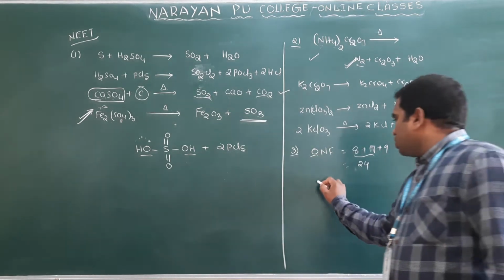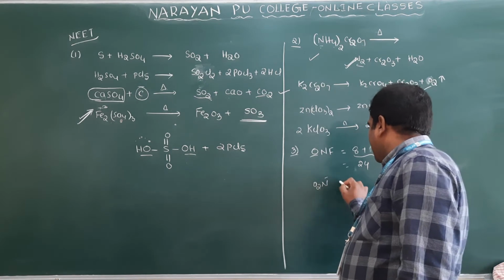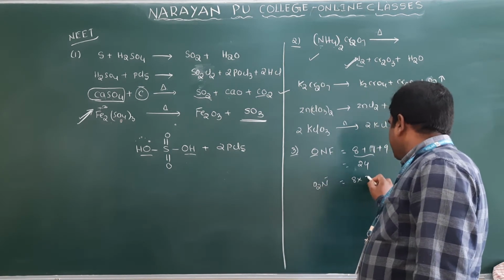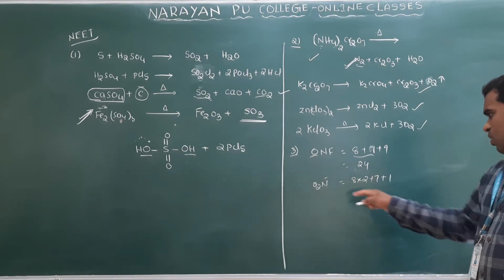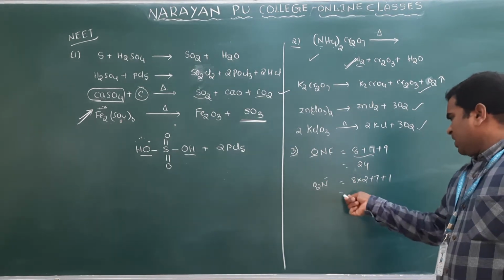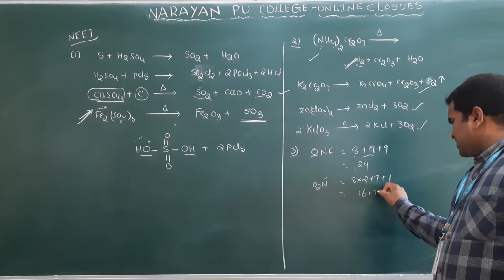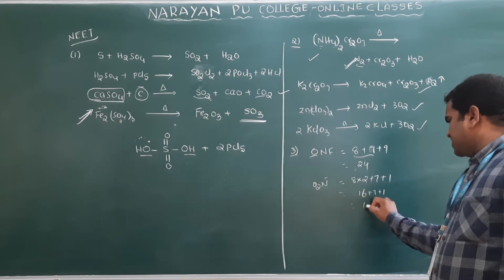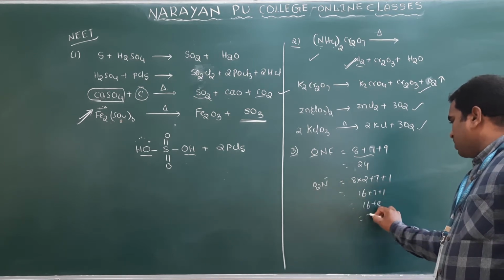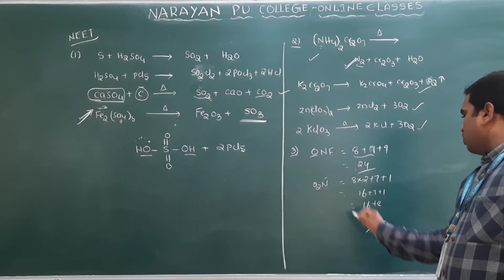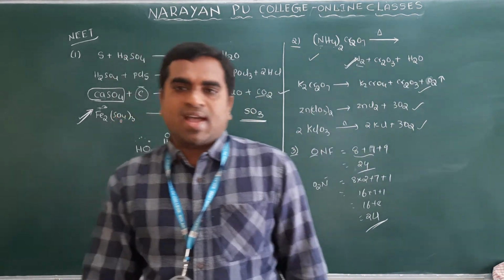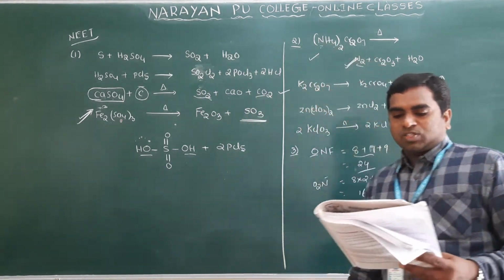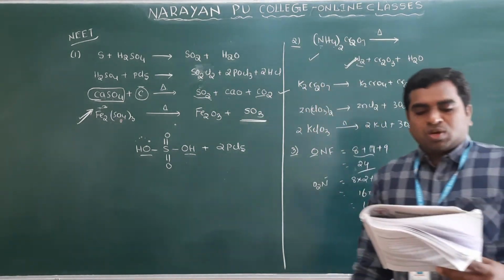And in O2N minus, oxygen is 8. 8 into 2 plus 7 plus 1. Negative means 1 electron. 16 plus 7 plus 1, 16 plus 8, that is 24. So both have the same number of electrons. These two species we call isoelectronic. Clear?